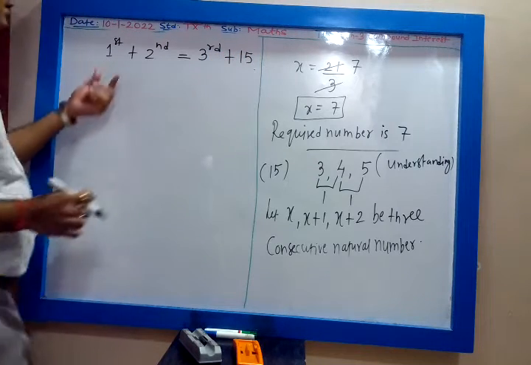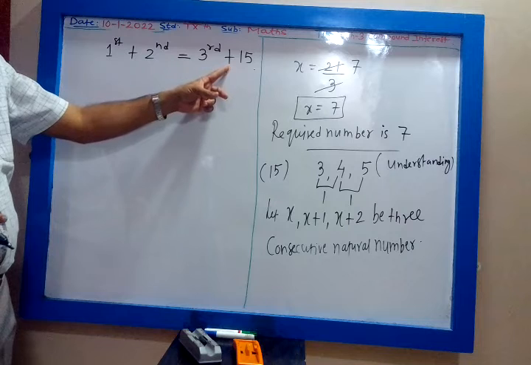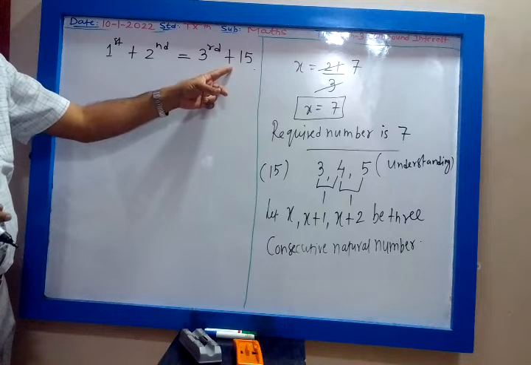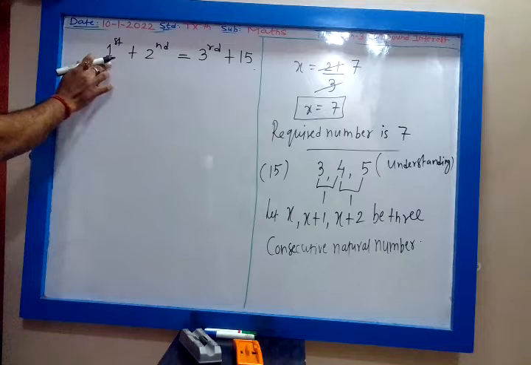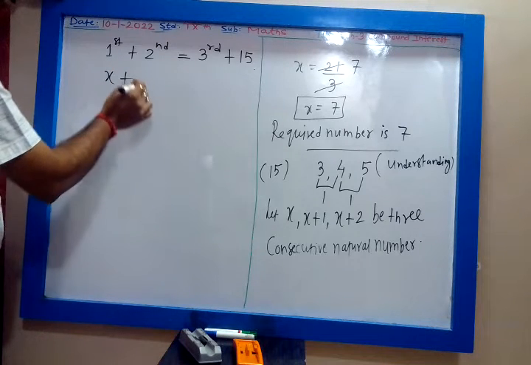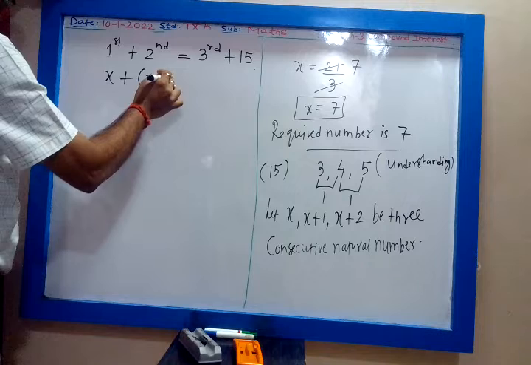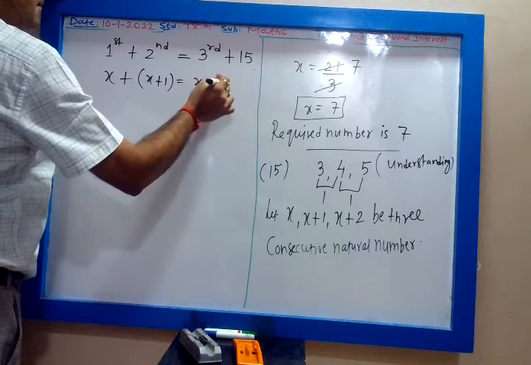Is it clear? The sum of first and second is 15 more. More means plus. So 15 plus which number? Third number. So what is my first number? First number is x, the second number is x plus 1, and the third number is x plus 2.